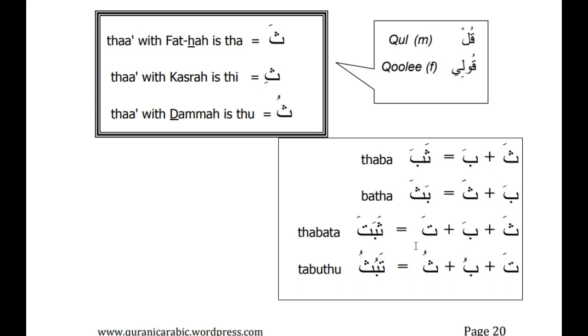Tha with fatha plus ba with fatha, thaba. Ba with fatha, tha with fatha, batha. Tha with fatha, ba with fatha, ta with fatha, thabata. Ta with fatha, ba with dhamma, tha with dhamma, tabuthu.